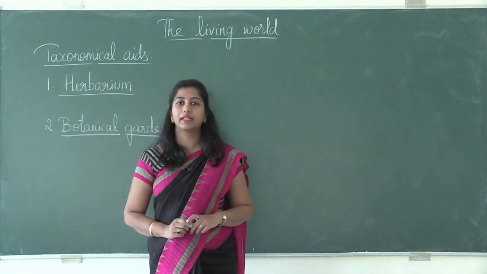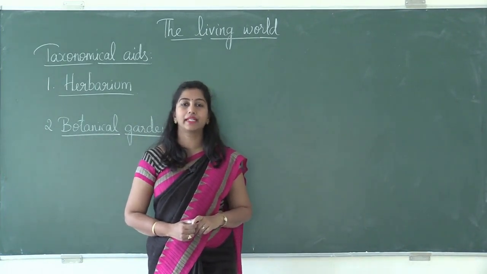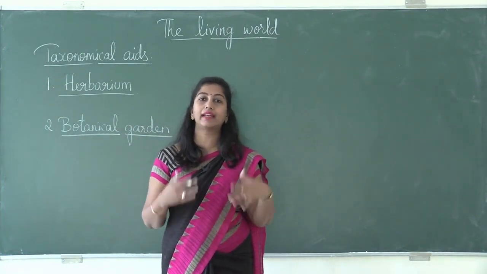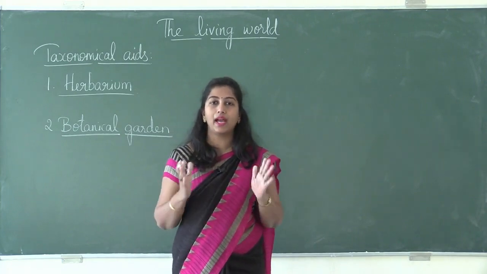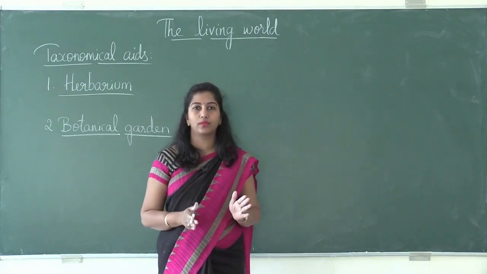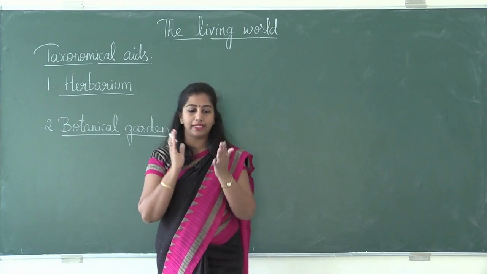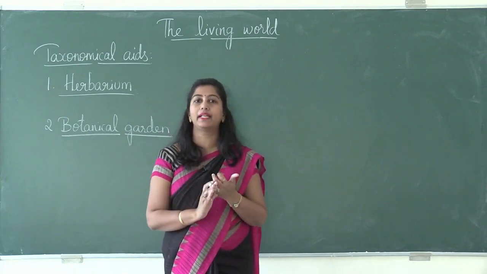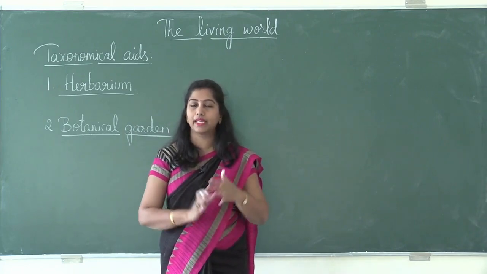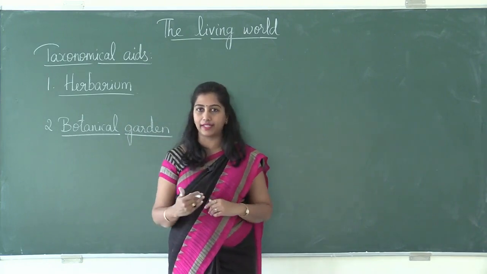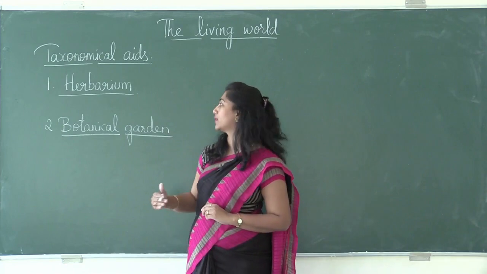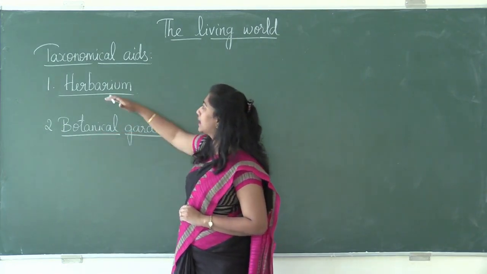So a botanical garden is a place where we can see the plants in their live condition. Plants and trees are maintained, and each and every plant there will be labeled with their botanical name and the family to which it belongs. So in a botanical garden we can see the plants in their live condition. That's the difference we see between a botanical garden and a herbarium.